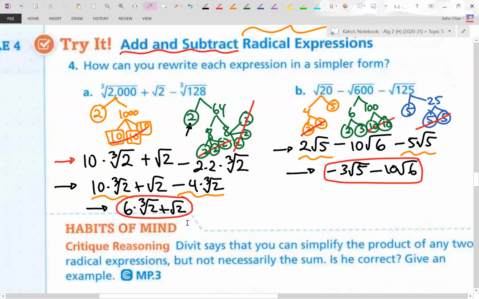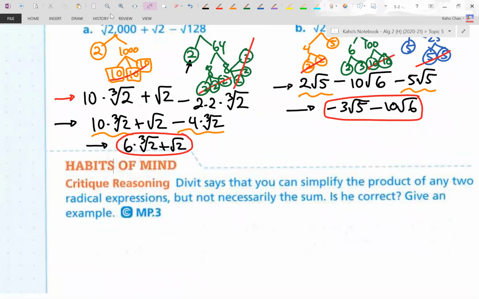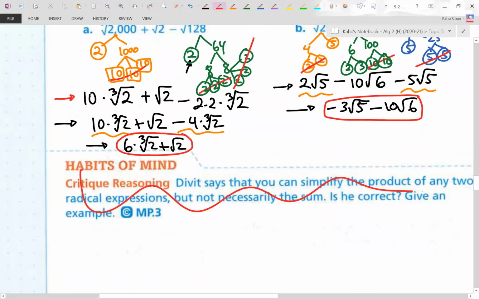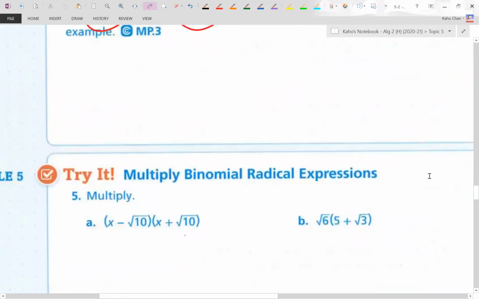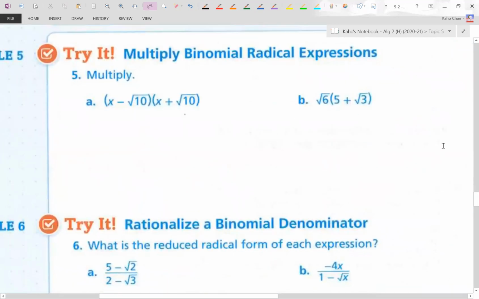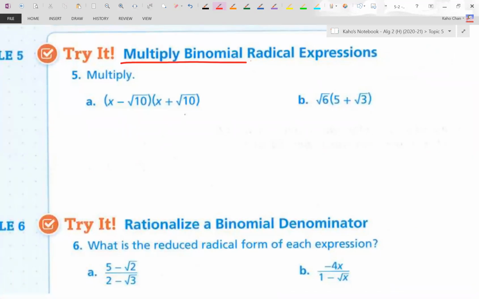All right, we're going to skip this habits of mind right here. Let's jump down to example 5. Oh, after adding, subtracting, we're going to multiply radicals. Okay, fine. That seems to be a little easier. I see that in the first one we have a FOIL with a product of 2 binomials. So we do have a FOIL situation.